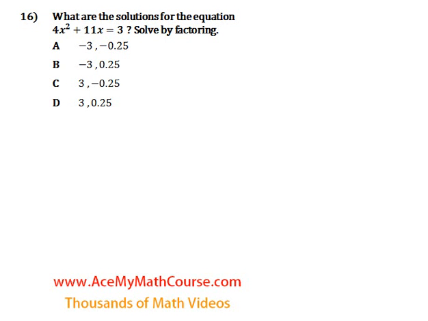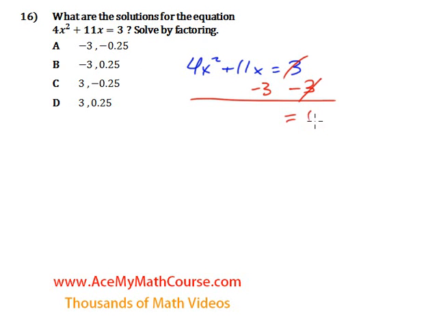Question number 16. What are the solutions for the equation 4x squared plus 11x equals 3? So my first step will be to just bring the 3 over to the left hand side, so subtract 3 from both sides of the equation. 3 minus 3 is 0 over there. Bring down the negative 3, and we still have 4x squared plus 11x.